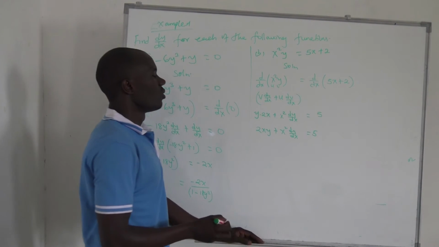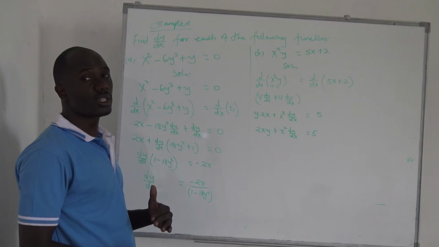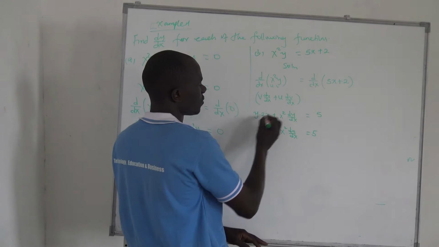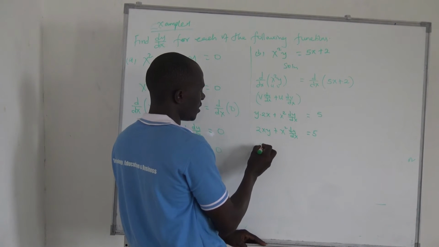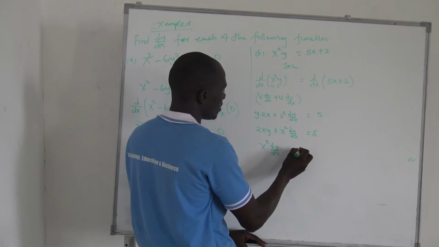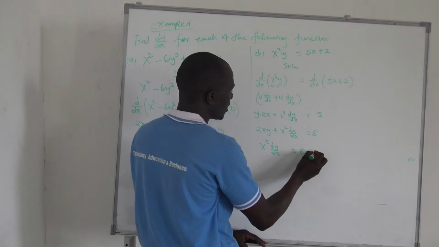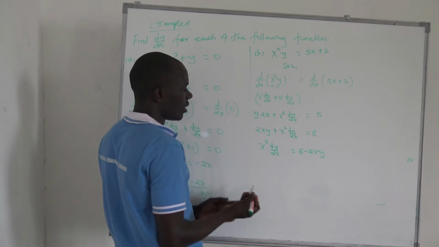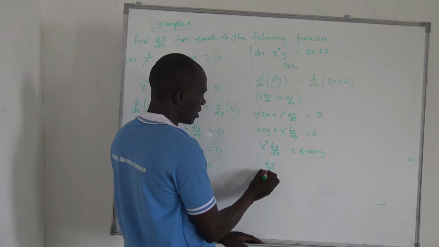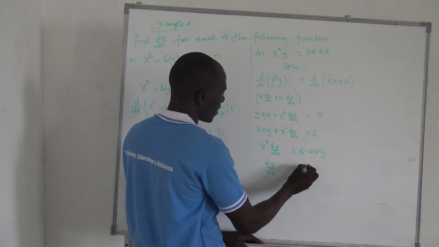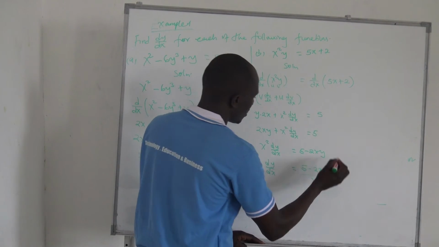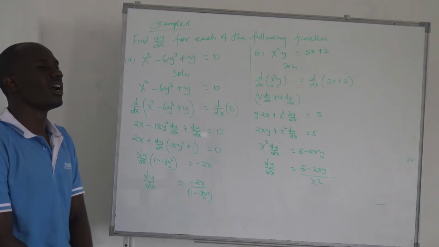So we collect like terms. Those ones with dy/dx together. Those ones with no dy/dx, they go on the other side. This one is a positive. When it goes, it becomes a negative. We get x squared dy/dx equals 5 minus 2xy. So we remain with dy/dx, we divide out by x squared. So what is our dy/dx? Our dy/dx becomes 5 minus 2xy all over x squared. You are finished, you have got your dy/dx.